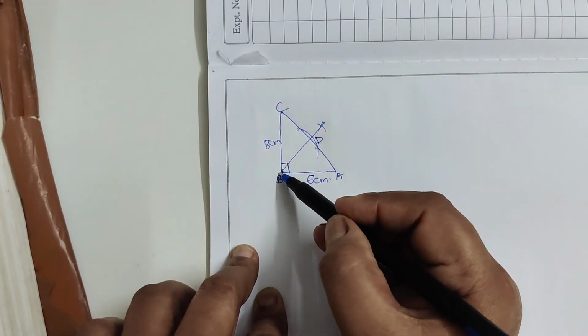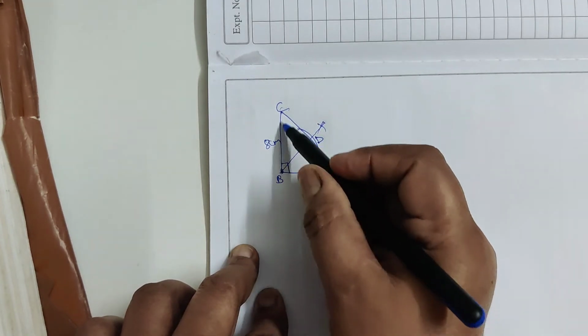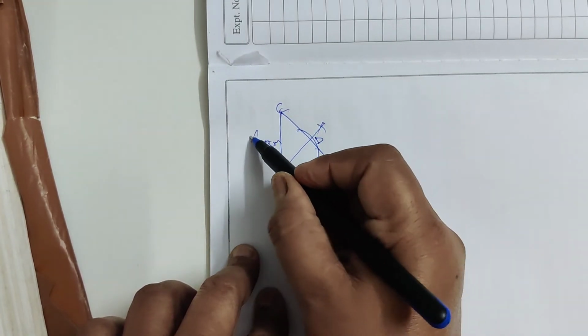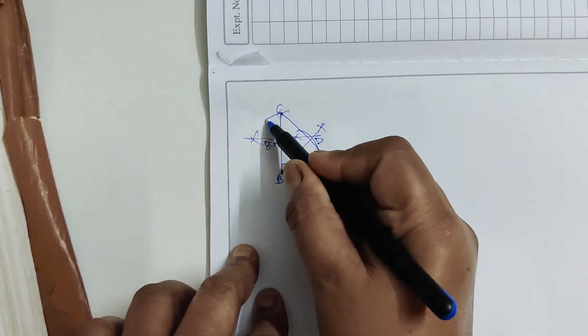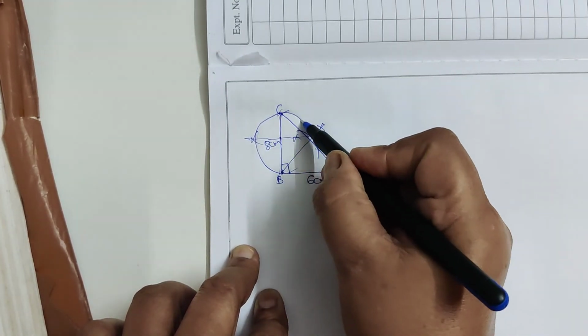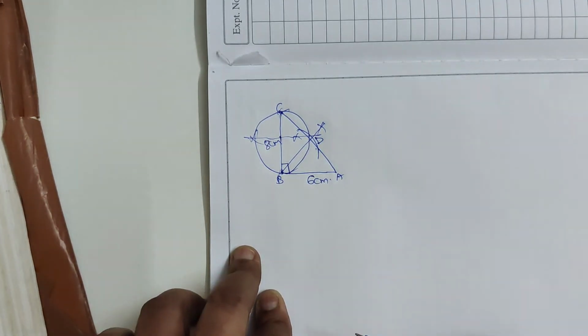Now draw a circle through B, C, D. So how can you draw? Bisect BC. This is a perpendicular bisector of BC. Taking this center, draw a circle, which passes through B, C, D.